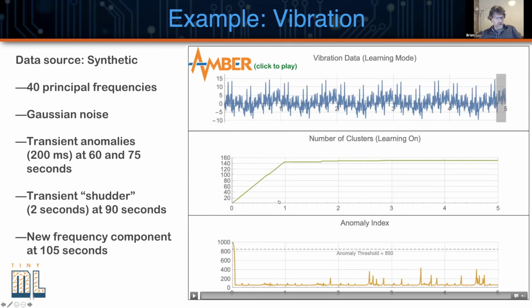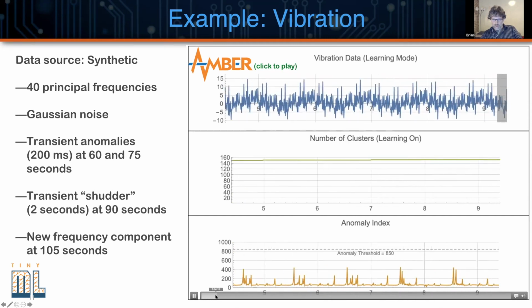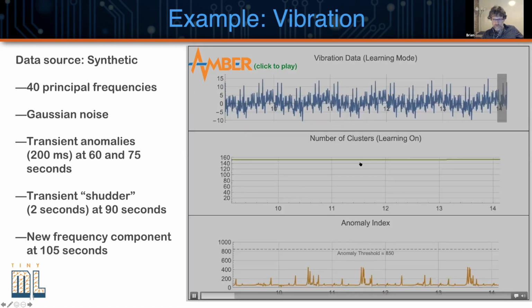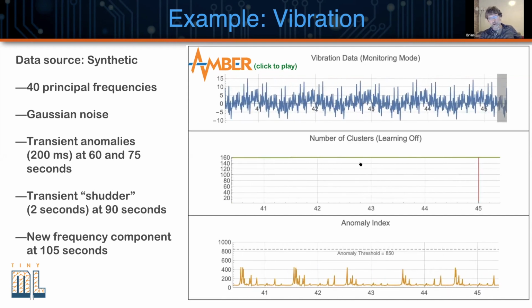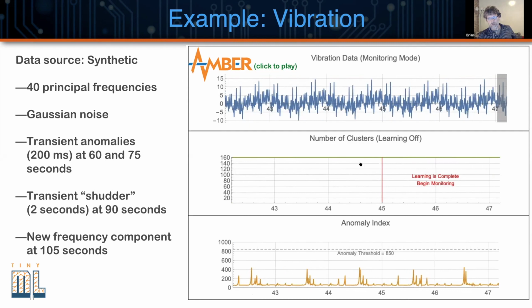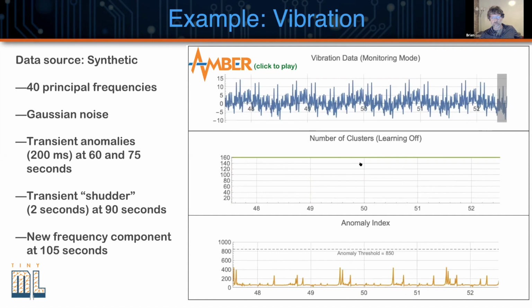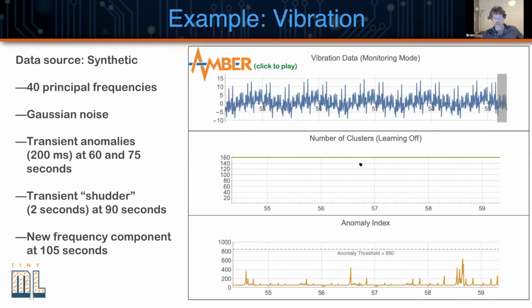So this has a number of principal frequencies, some Gaussian noise, and it has transient anomalies at 675 seconds. I'm just going to jump right into it here. You see already that the learning, we do have a large number of clusters, 150. This is not a large number of clusters for us. For our technology, we often go up into the hundreds of clusters, even up to 1,000 or more clusters. Rod will talk about some of the constraints on the microcontroller during his portion.